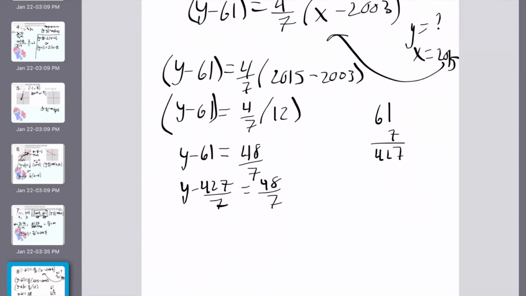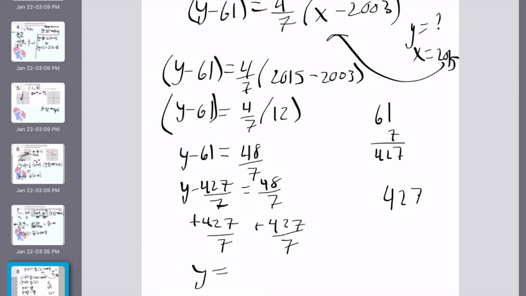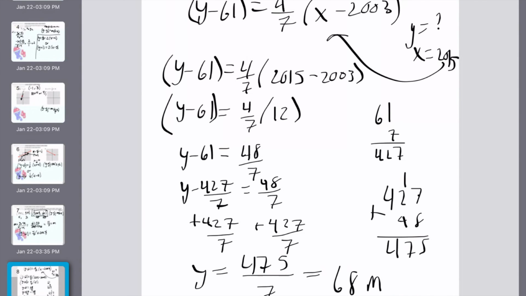I'll need to zoom out here. I'm going to have to add that to both sides. So I'm going to have y equals 427 plus 48. Let's try to figure this out. So it's a 5, carry the 1, 7, 475 over 7 divided by 7, which when I actually do that, that is going to get me approximately 68 million cats.